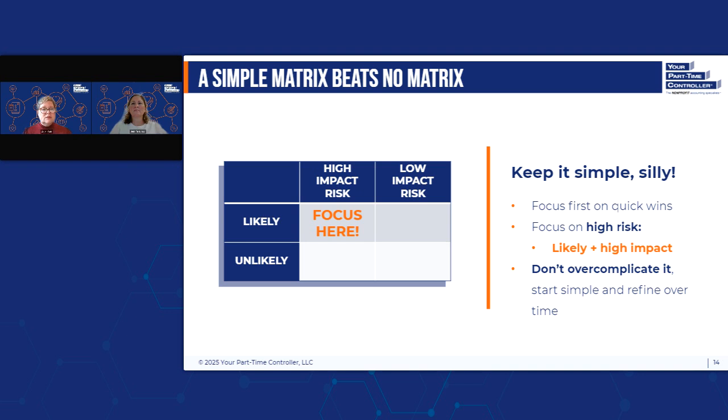Focus on the quick wins, do the easy stuff, and make some progress. Then you're going to want to focus on the high risk areas. That's the intersection of fraud risks that are highly likely to occur at your organization and the ones where there could be a high impact, whether that's in dollars or reputation. It really can be this simple.